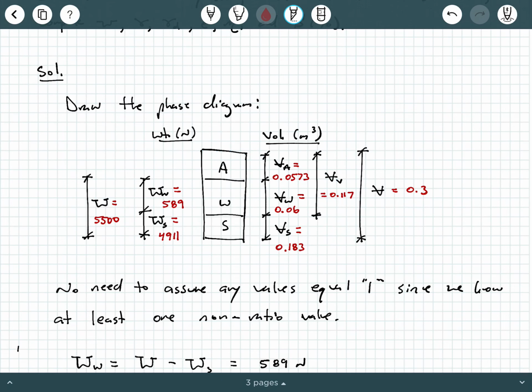Now, if we had a problem where we did have to assume something was equal to 1, in that case some of these values we don't know for sure. We don't know any of them as hard values because we had to assume something was equal to 1. So that's the difference between when you're not given any individual non-ratio value, versus when you are given a single value in non-ratio form like we were given here. So make sure you're thinking about that as you're solving these problems.